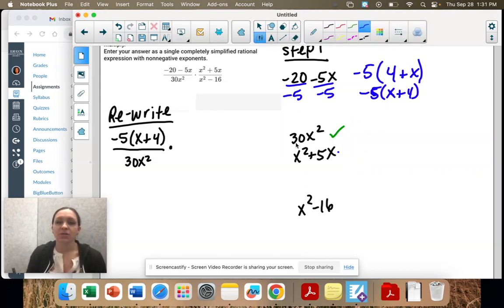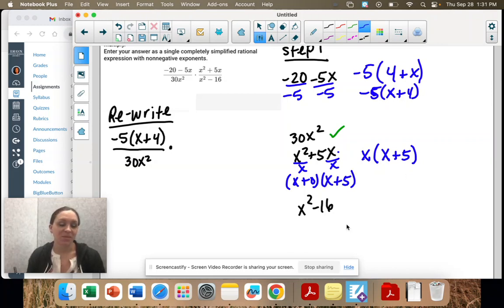When there's only 2 terms and they each have an x, you're just going to take out the x. So I take out the x, and I'm left with x plus 5. If you would have done it the other way, you would have got x plus 0, x plus 5, which is the same thing. But you wouldn't write x plus 0, right? You just write x. So that one is x plus 5.